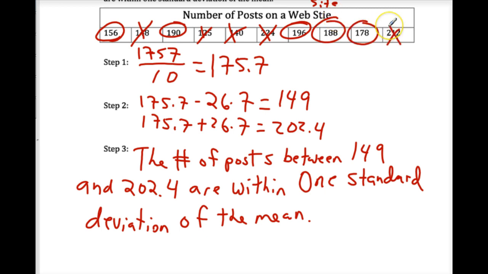Guys, this is a bad set of data, I'll tell you that right now. You know why? Only half the numbers are within one standard deviation. The other half are outside the one standard deviation. That means it's not a great set of data.